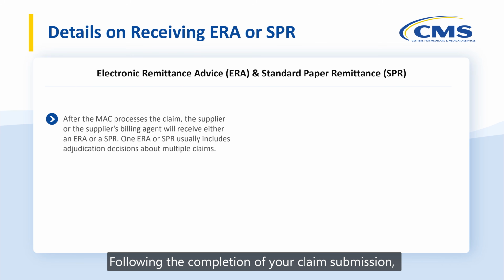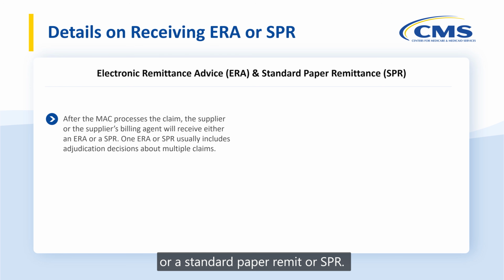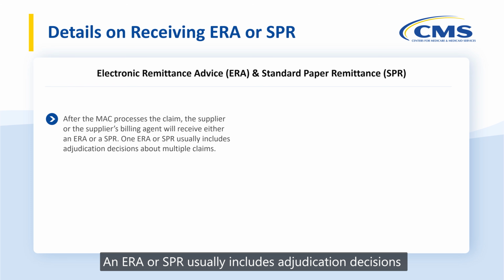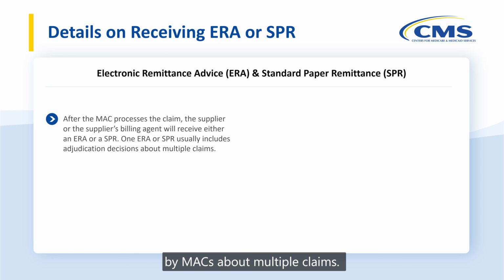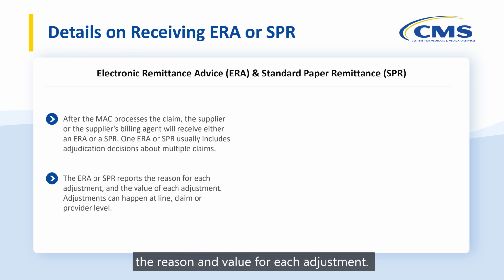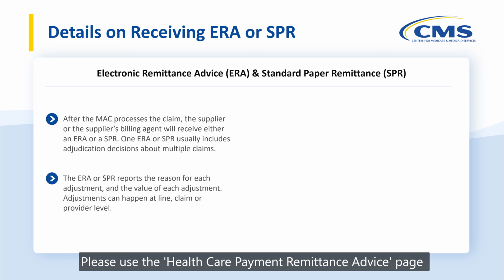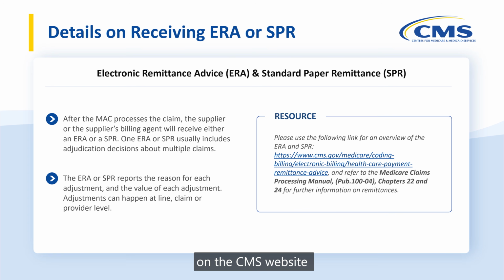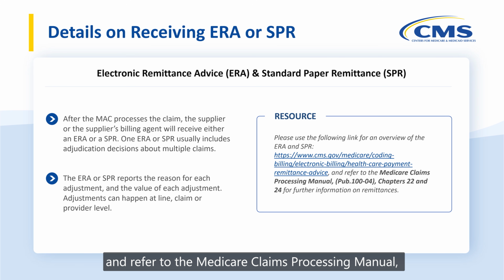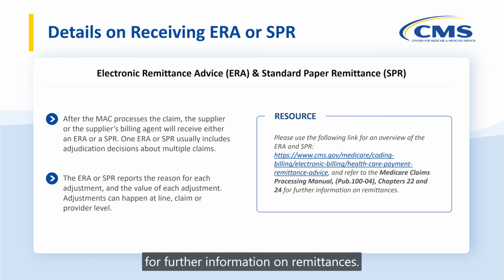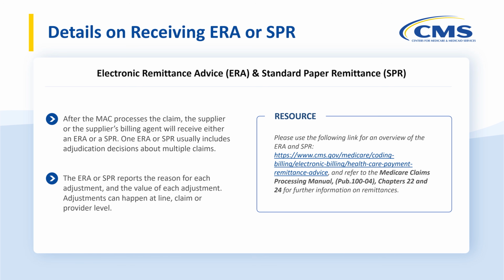Following the completion of your claim submission, your MAC will process the submitted claim and provide you or your organization's billing agent an electronic remittance advice, or ERA, or a standard paper remit, or SPR. An ERA or SPR usually includes adjudication decisions by MACs about multiple claims. The ERA or SPR reports the reason and value for each adjustment. Please use the Healthcare Payment Remittance Advice page on the CMS website for an overview of the ERA or SPR, and refer to the Medicare Claims Processing Manual, Publication 100-04, Chapters 22 and 24, for further information on remittances.